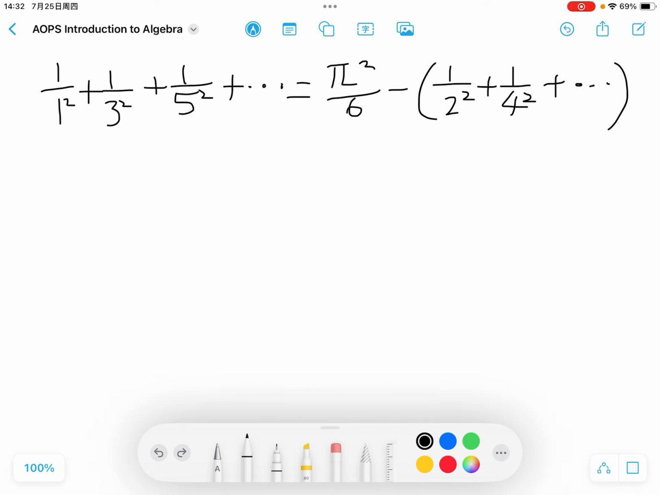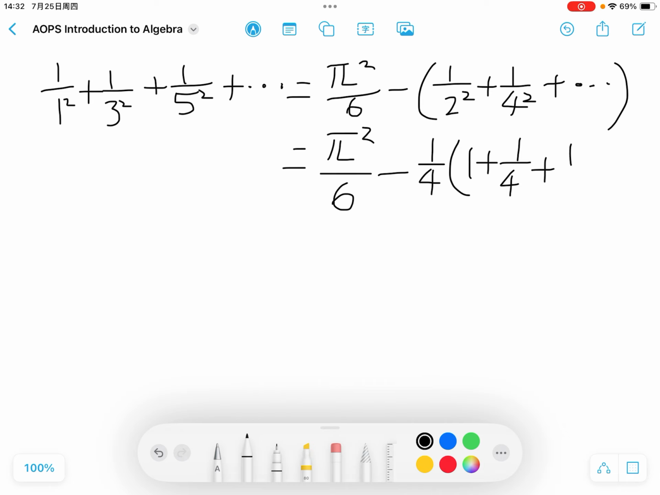So how do we evaluate it? We know that there are factors of 1 over 4 in every single term. So we have our original expression equals pi squared over 6 minus, if we factor out 1 over 4 in every single term, 1 plus 1 over 4. If we try another term, it's 1 over 6 squared, so 1 over 36, which gives 1 over 9, all the way to infinity.